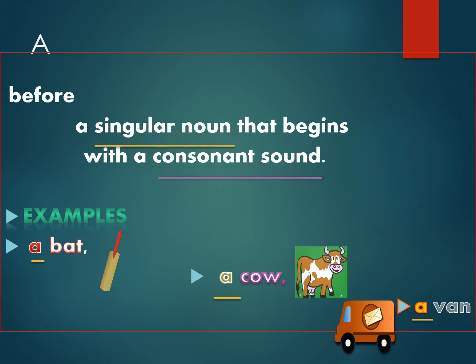Students, have you understood? When a noun is a singular noun and it is giving consonant sound, then we have to use article a before it.